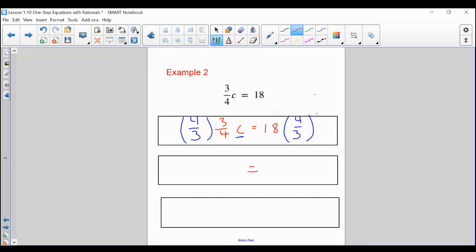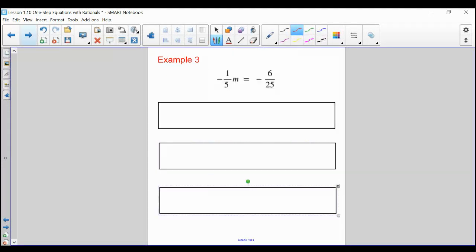So I'm going to go down to my next line, and on my next line, I know that 4/3 times 3/4, two reciprocals that you multiply together will give you 1, which is what I want, and I still have my C. The other side, I'm going to pop that right into my calculator using my fraction button, 18 times 4 fraction button 3, and you should get 24. So I'm going to put my 24 here, continuing straight down with my equal signs in a straight line. 1 times C is C, and then I'll just carry my 24 down.